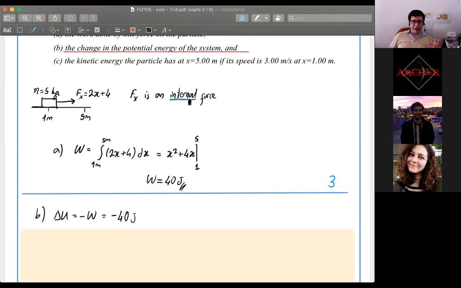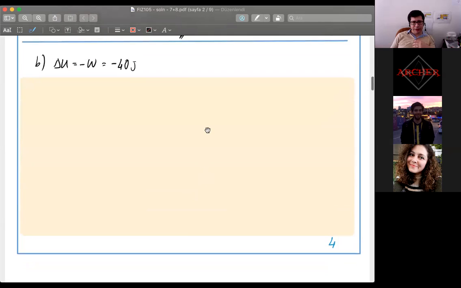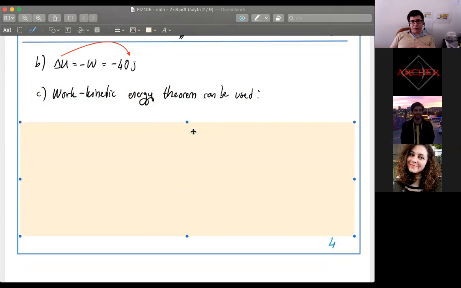This system is also isolated, okay? The only thing there is in this part of the universe is this internal force and the object. There's nothing else. So I hope you can follow what's going on. This is the change in potential energy, minus the work, minus 40 joules.